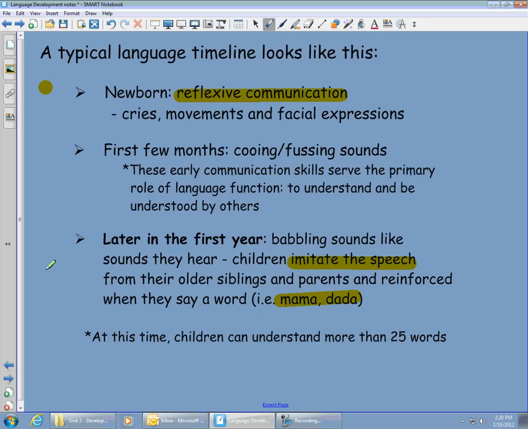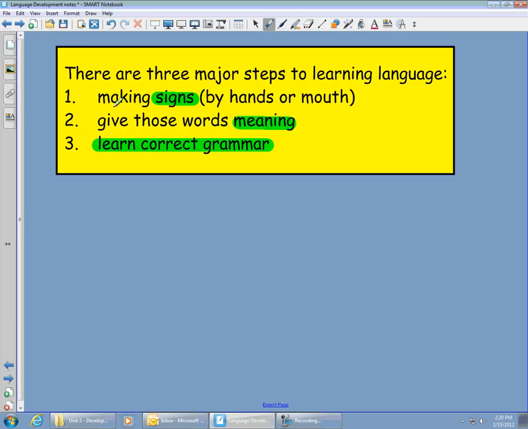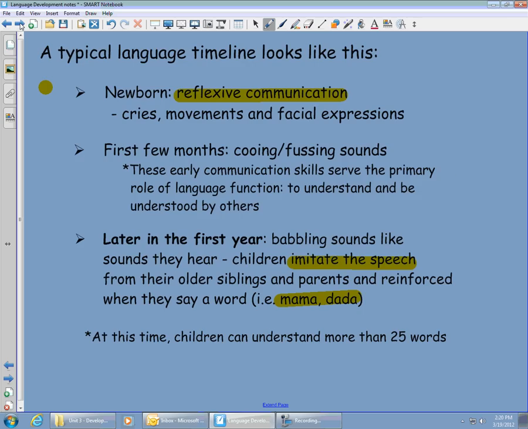That's the reinforcement. So over the first year then, babies are starting to move towards this first piece, making signs, making those sounds that we understand.